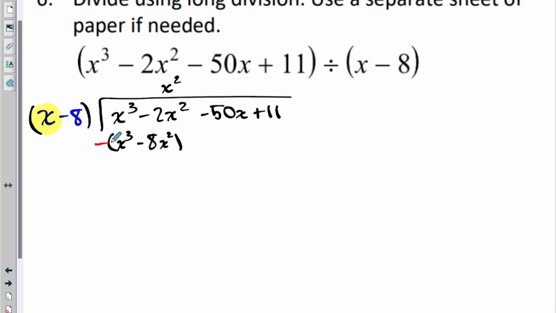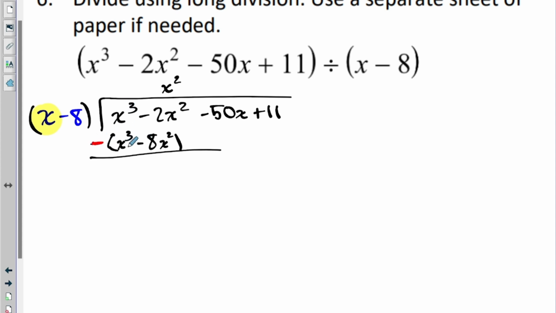And then we subtract. Here's where it gets tricky because I'm subtracting this whole thing in parentheses. I'm not just subtracting the x cubed, I'm also subtracting this 8x squared. You can think about it in a couple ways. You could distribute the minus sign, if this helps you, and erase the parentheses and change this to a plus. That's one way to think about it. Or you can just keep the parentheses there and remember that we're subtracting the entire thing. That's what I like to do. I don't like distributing because I might get confused later down the road. So let's just subtract my polynomial.